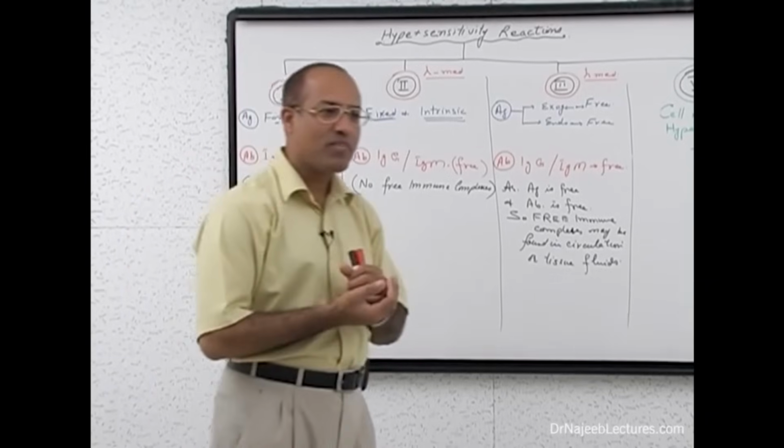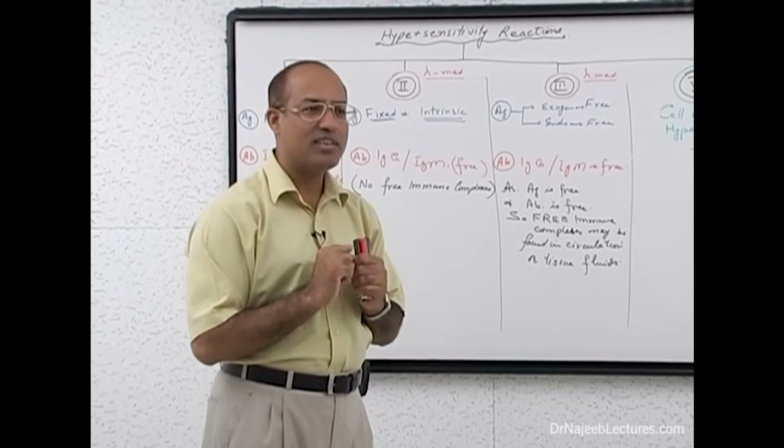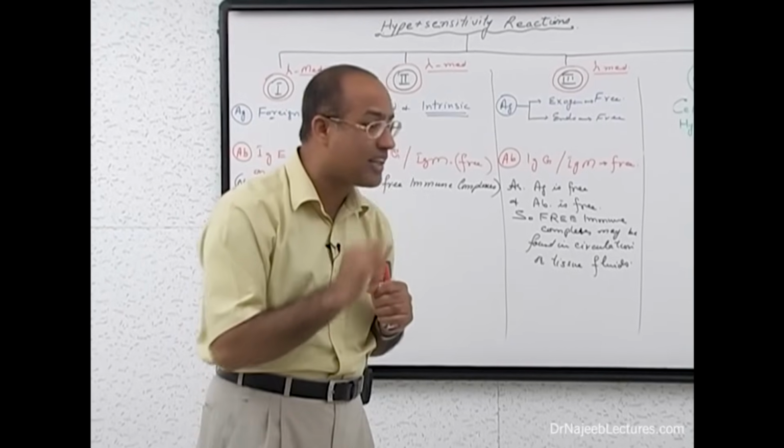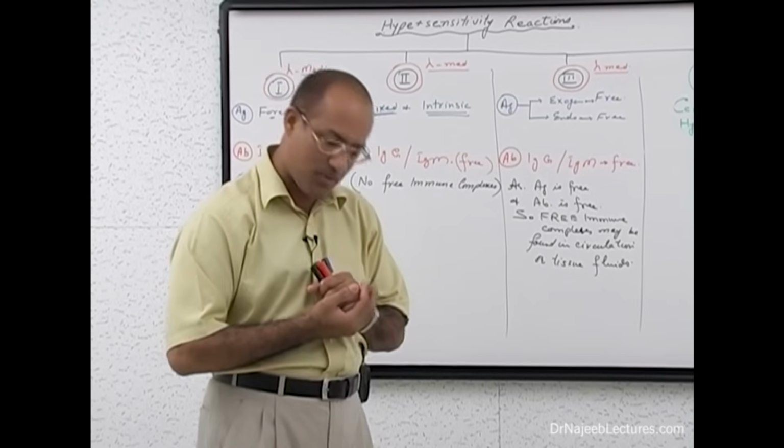Right, now another example. If a fungus comes into your body and against the fungus you have made IgE and that is loaded on the mast cells, what is this reaction? Type 1. Type 1, excellent.